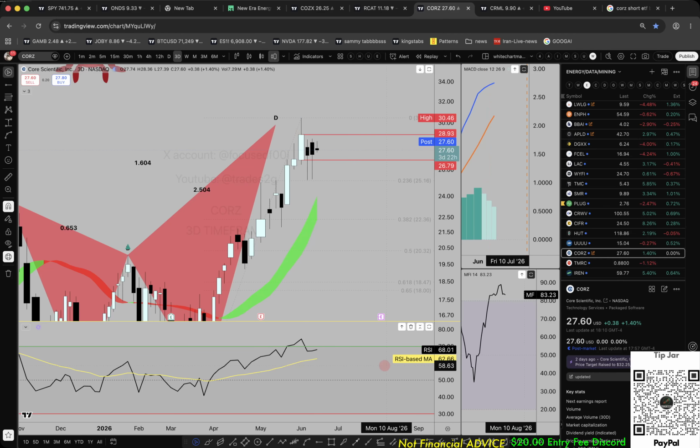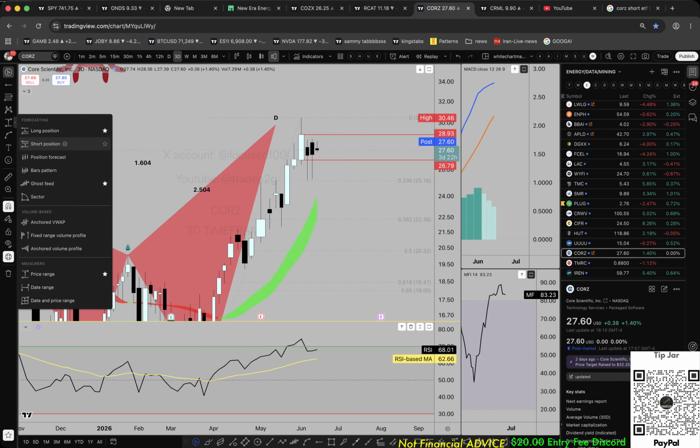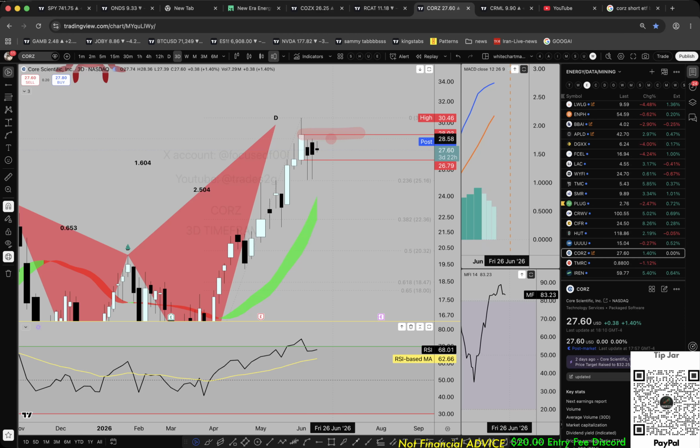If you were to place a short, well, you've identified your risk. Let me see if I can actually get it. Where is it? Can't see it. All right. Well, in that case, just wait for price action.